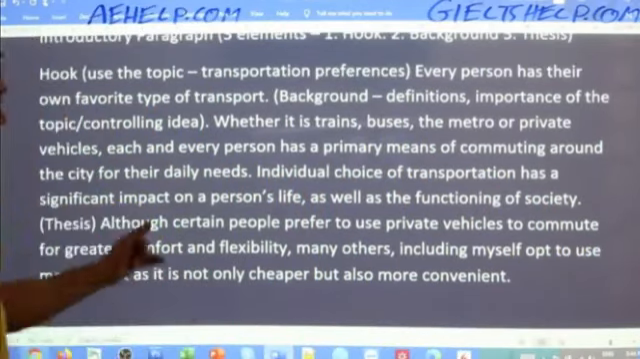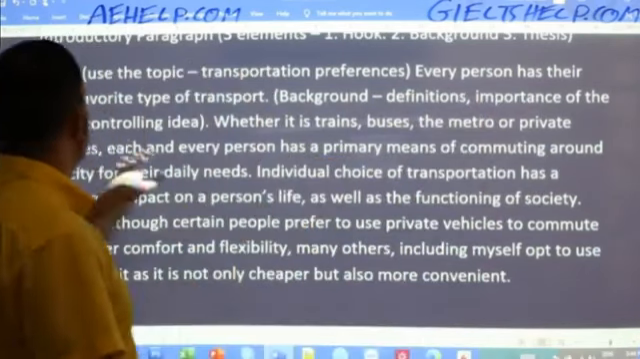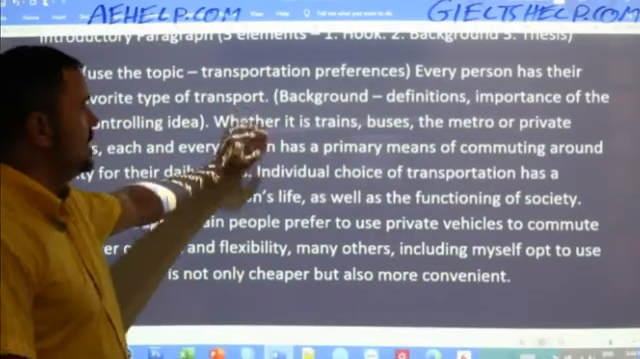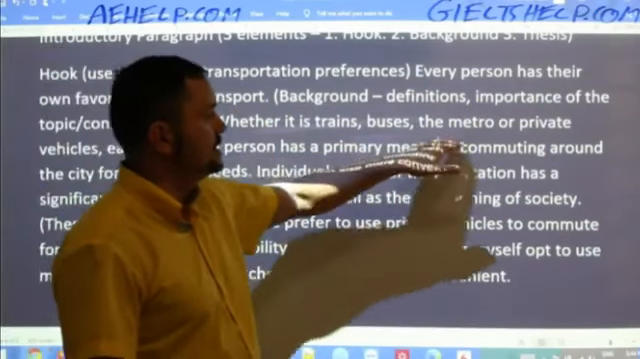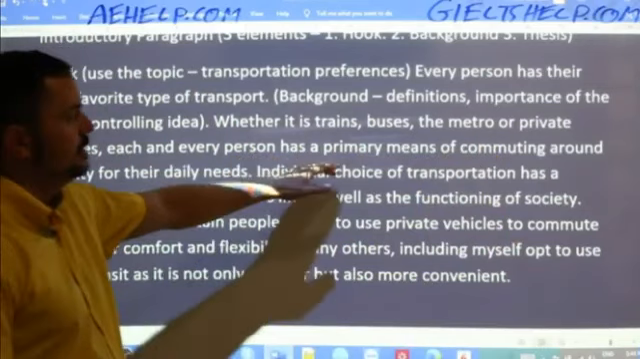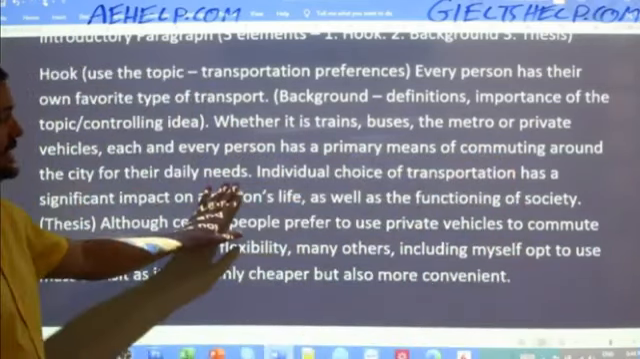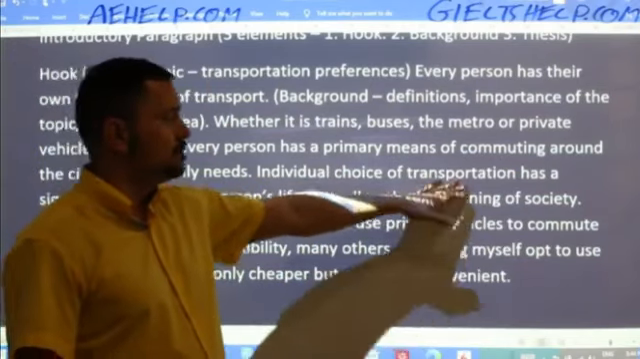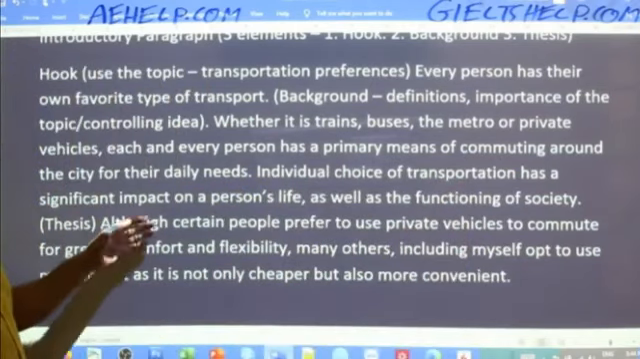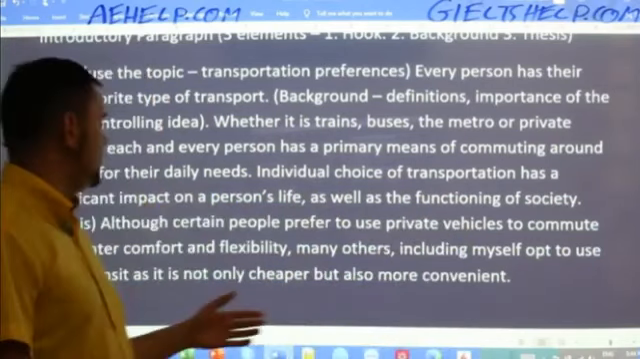Have a look at this introduction. Okay, every person has their own favorite type of transport, whether it is trains, buses, the metro, or private vehicles. Each and every person has a primary means of commuting around the city for their daily needs. Individual choice of transportation has a significant impact on a person's life as well as the functioning of society.